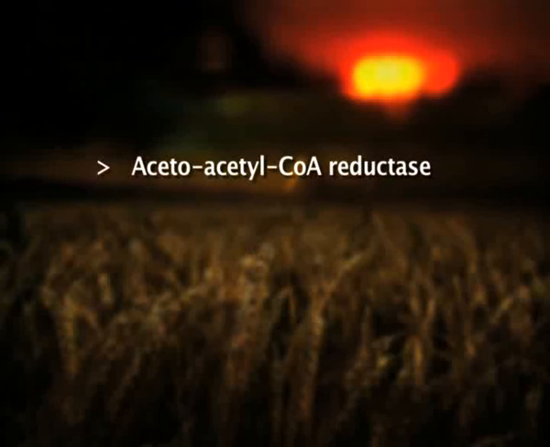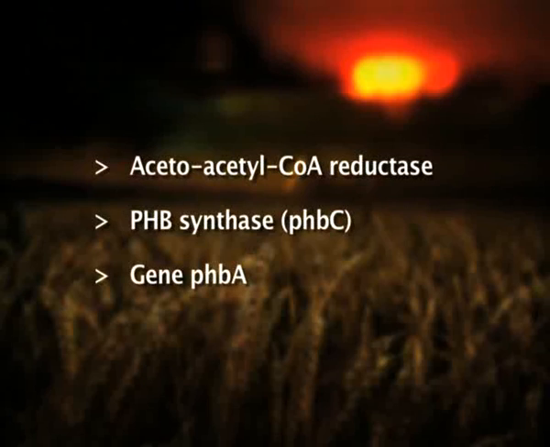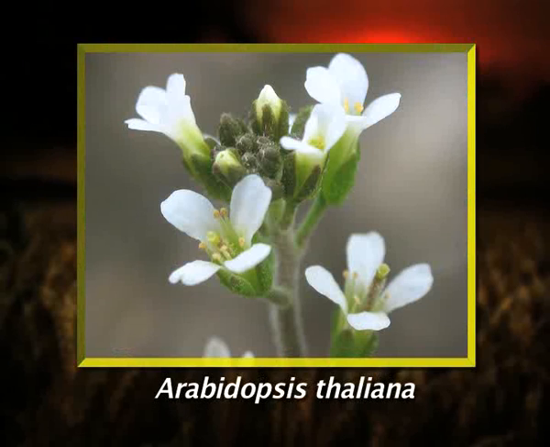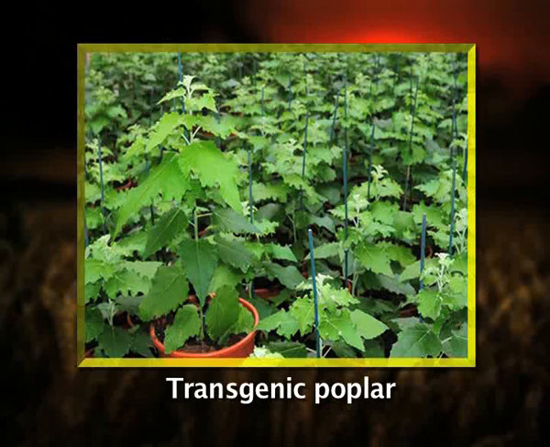Genes encoding two enzymes, acetoacetyl coenzyme A reductase and PHB synthase, and the gene phbA, which are involved in polyhydroxybutyrate synthesis from acetyl coenzyme A, have been transferred from the bacterium Ralstonia eutropha and expressed in Arabidopsis thaliana. Similarly, transgenic poplar is being prepared, which will express polyhydroxybutyrate in their leaves. The leaves can then be collected and used for PHB extraction and preparation of biodegradable plastic.